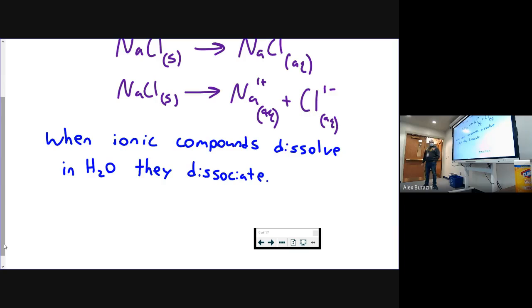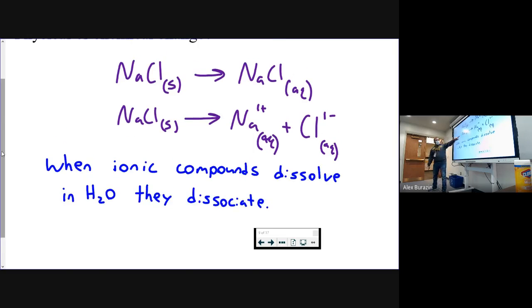When ionic compounds dissolve in water, they dissociate. Now, I will use the word dissociate or dissociation. I'll try to use that word only, okay? So you need to know what it means when I say it. It means break apart. Pretty simple word, but I'll try to use the actual term when I talk about it, okay? So salt compound, I put it in water, it breaks apart.